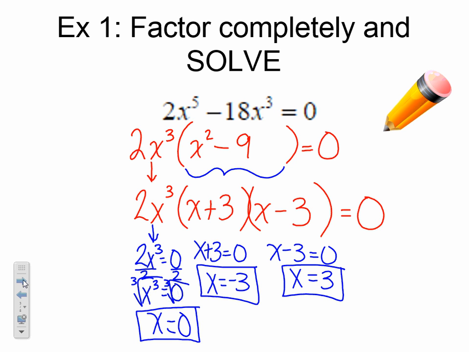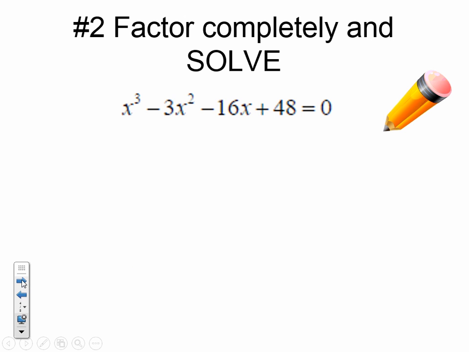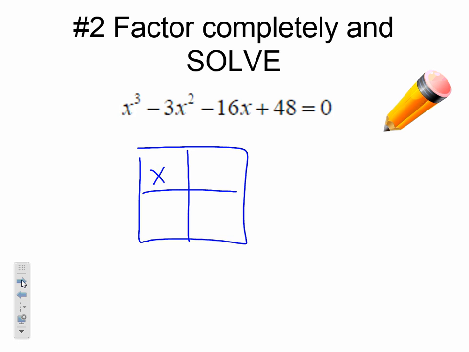This is very similar to what we did when we solved quadratics by factoring, except you might have more terms now. You might have more pieces, more solutions. Okay, let's look at a second one here. I'm noticing that this one has 4 terms, so I'm going to go ahead and place this one into the 4 squares so I can factor by grouping.